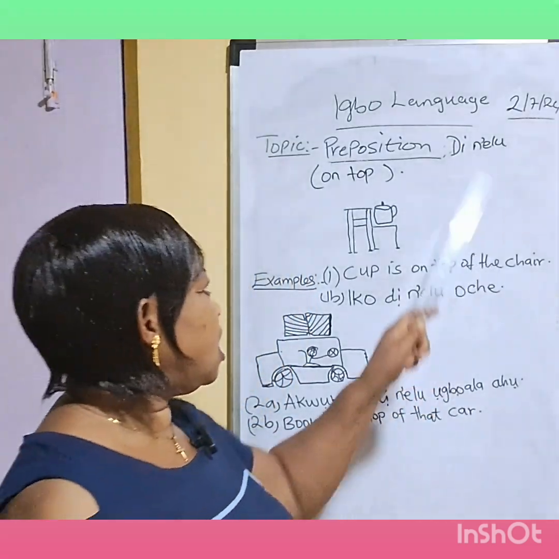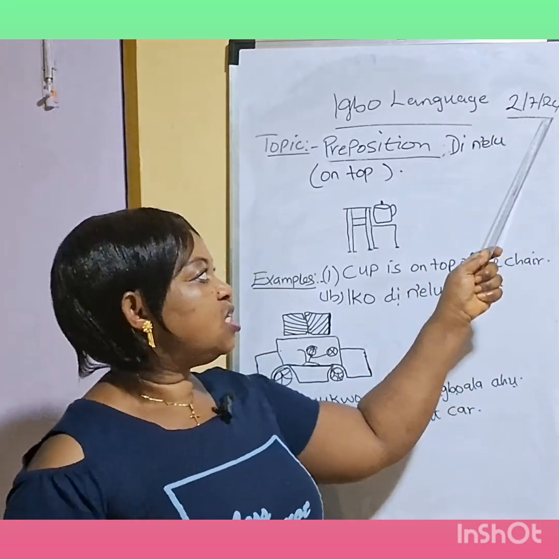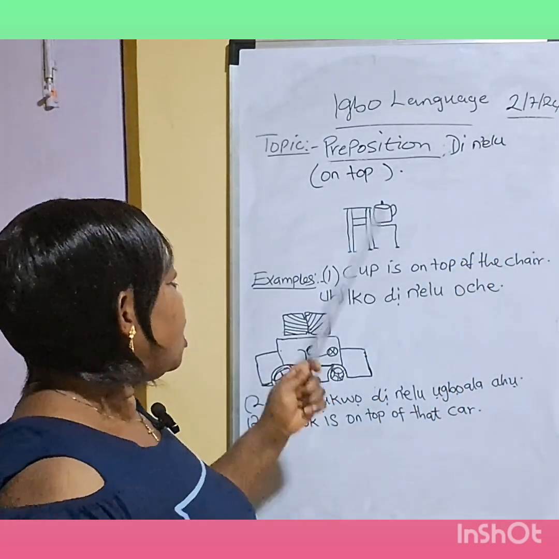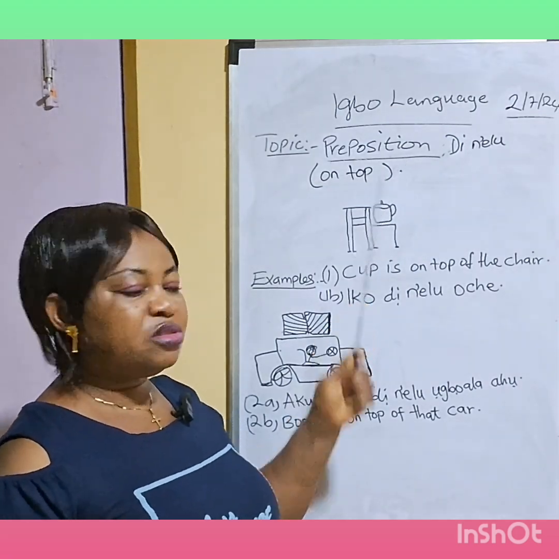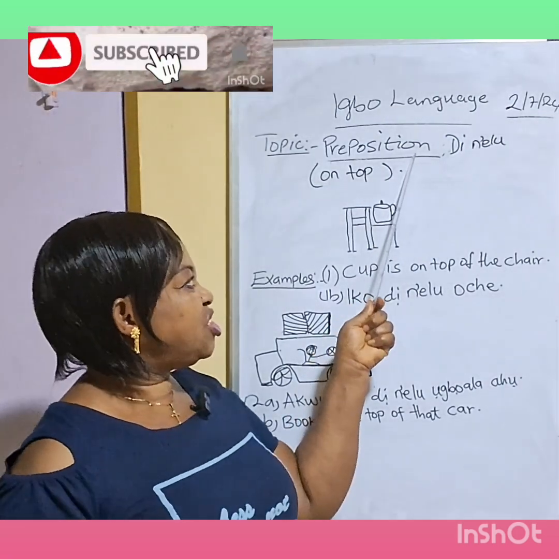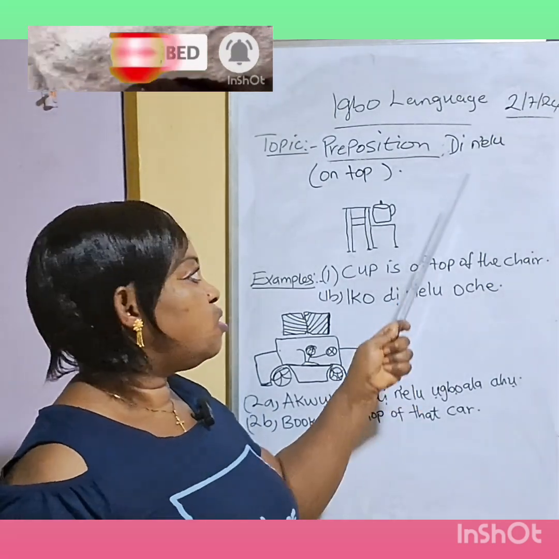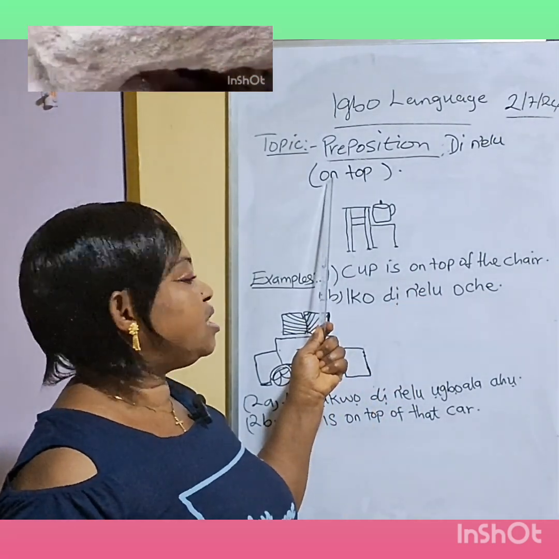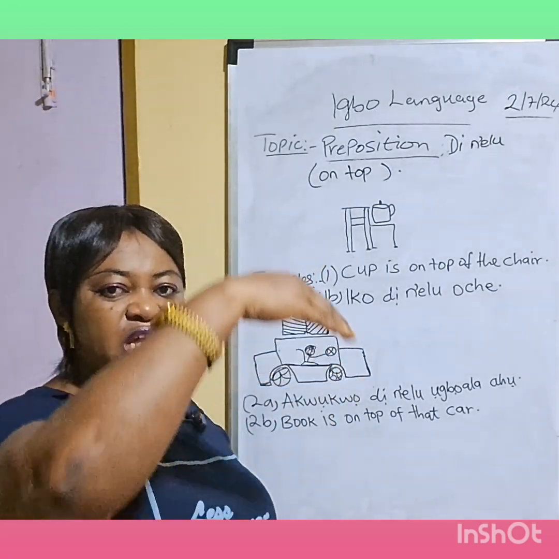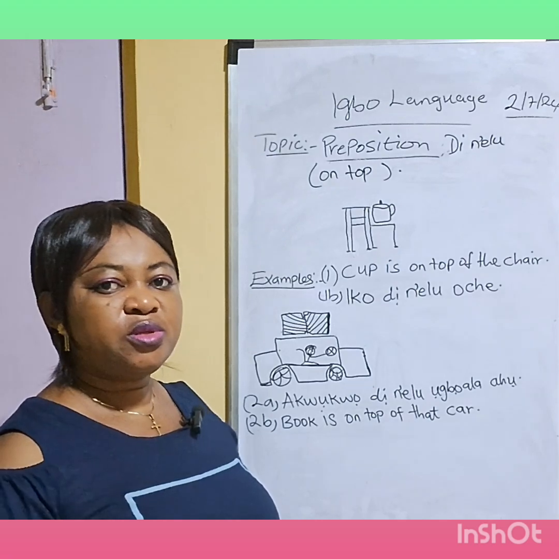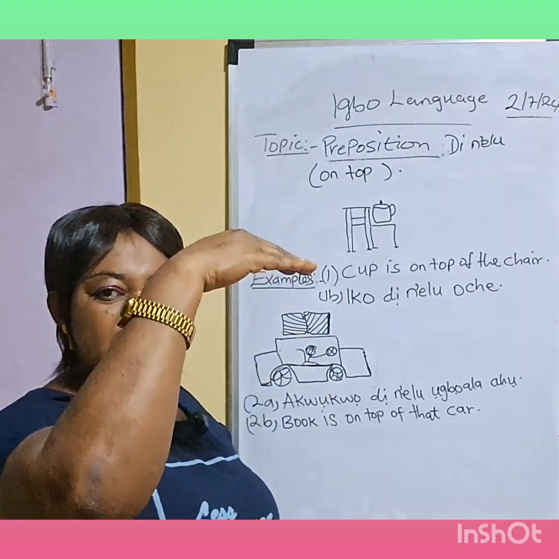We have Igbo language. Today's date is 2nd July 2024. Our topic is preposition. Under preposition, we are going to look at a topic that says nelu. Nelu. That is on top. Nelu means on top. In Igbo, you call it nelu, on top.